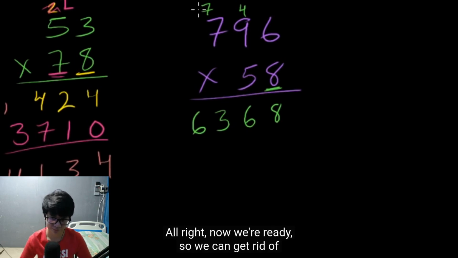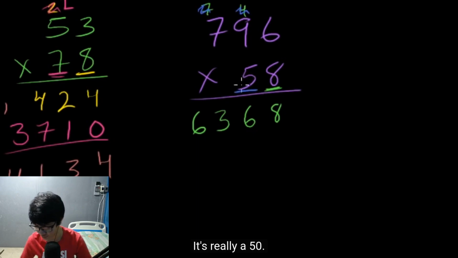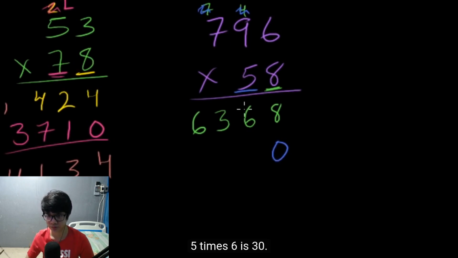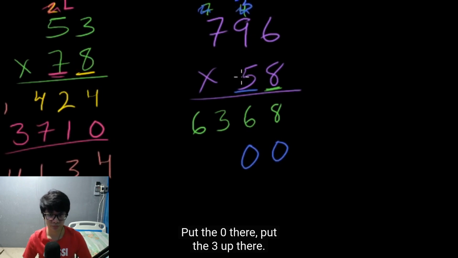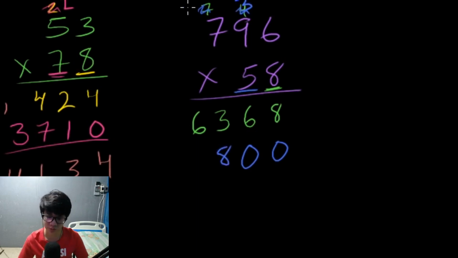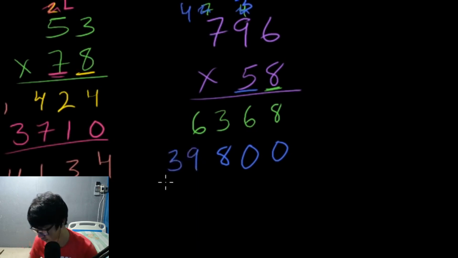All right, now we're ready, so we can get rid of these guys up here. Now we can multiply this 5, which is in the tens place. Well, it's really a 50 times this up here. Because it's a 50, we stick a 0 down there. 5 times 6 is 30. Put the 0 there, put the 3 up there. 5 times 9 is 45, plus the 3 is 48. Okay, cool. 5 times 7 is 35, plus 4 is 39.